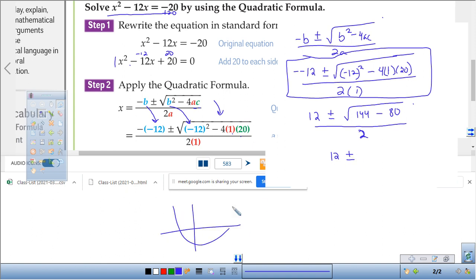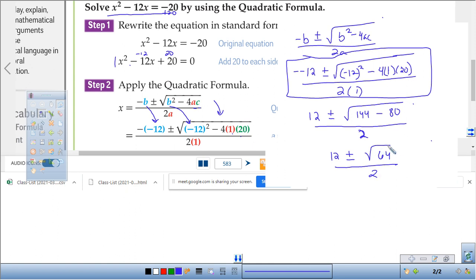Basically, this thing crosses like this, in two places, plus or minus. We're going to see if it does. You'll see right now what I mean. Square root of 144 minus 80. Anybody know what 144 minus 80 is? That's 64? Yeah, right? All over 2.